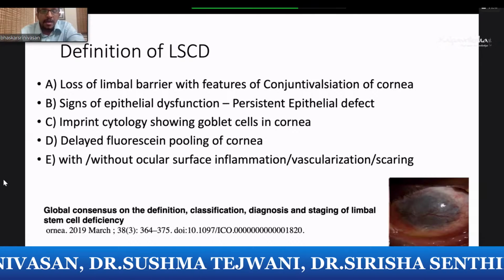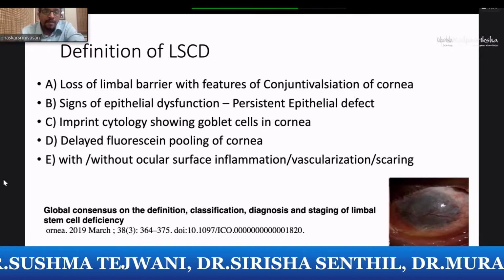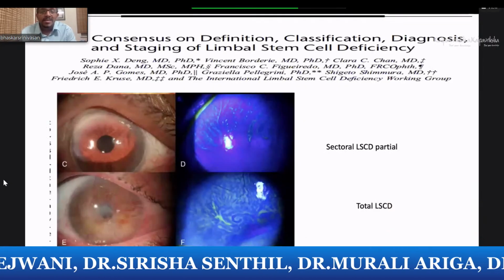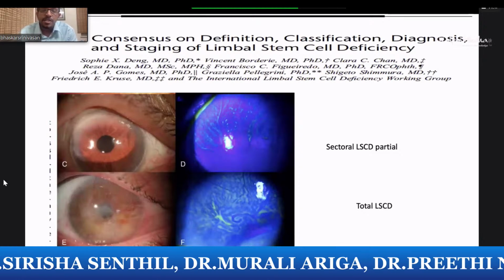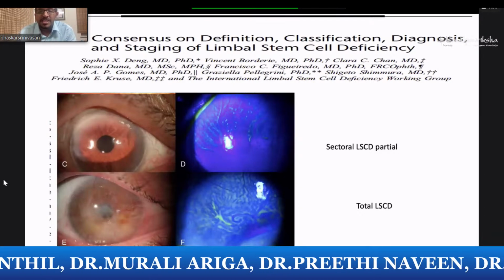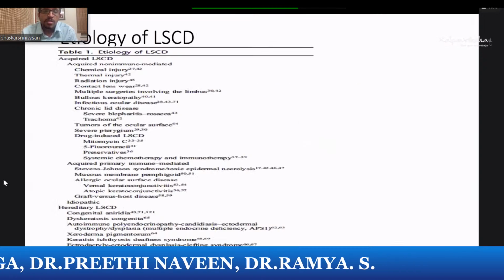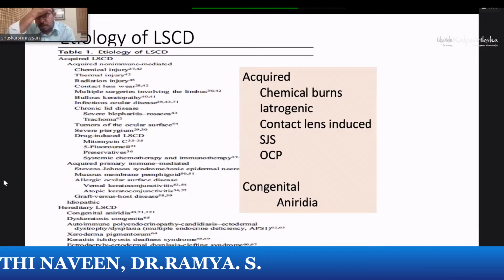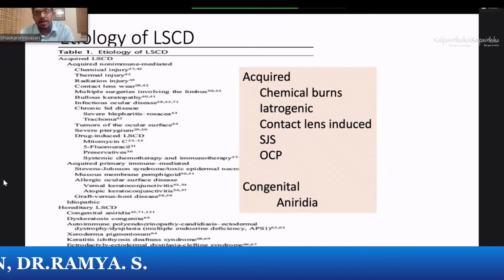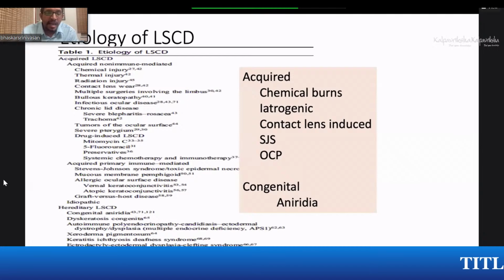And we now have a global staging of limbal stem cell deficiencies, which has been suggested, and it could either be sectoral or total. And you could have various causes for limbal stem cell deficiency. Obviously, the most common cause in our scenario is going to be chemical burns, but apart from that, it could be iatrogenic, contact lens induced, SJS, OCP, or in terms of congenital patients, congenital aniridia.